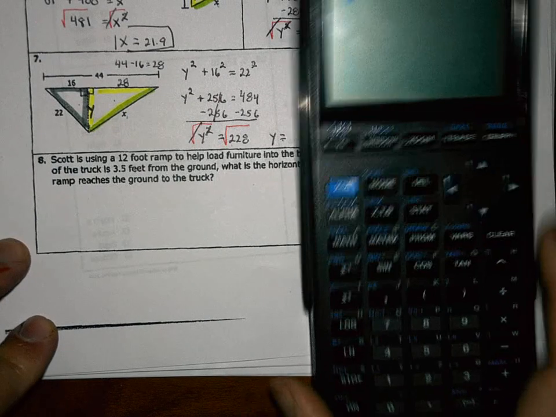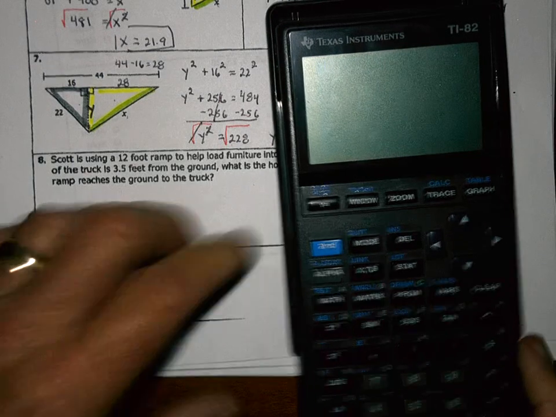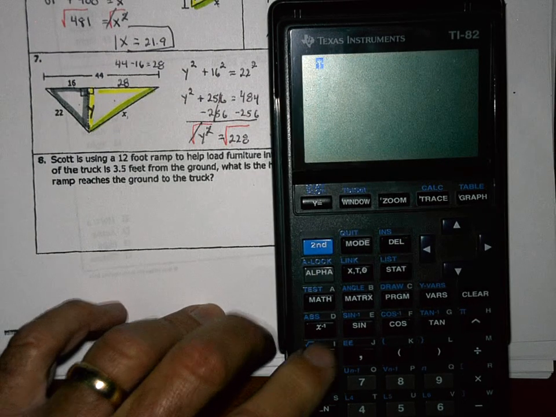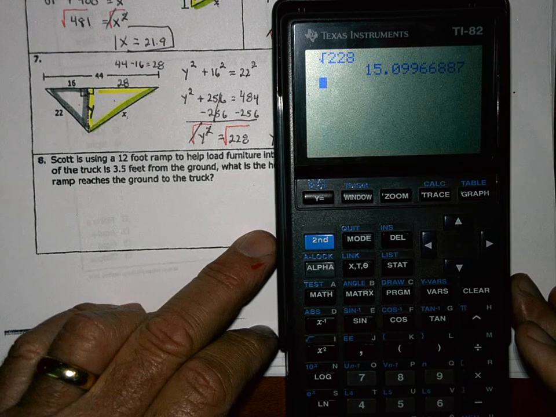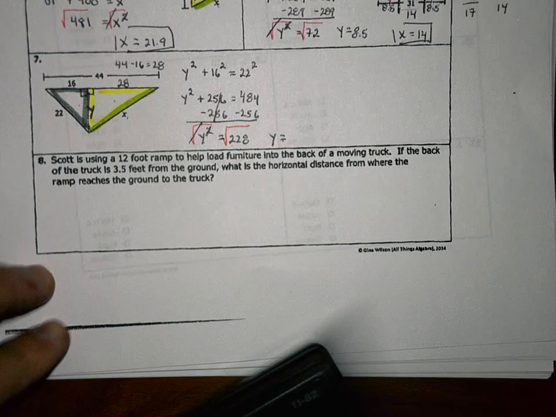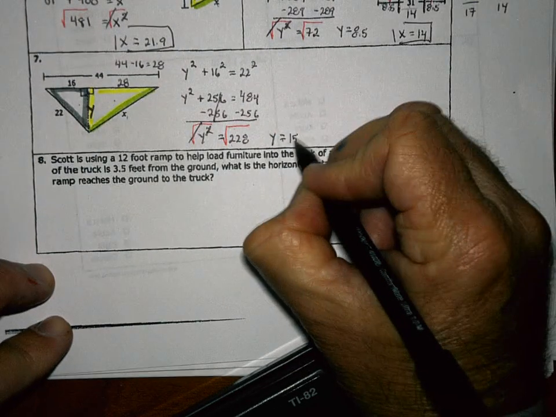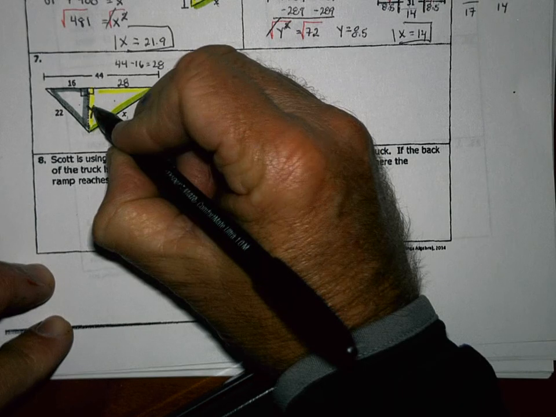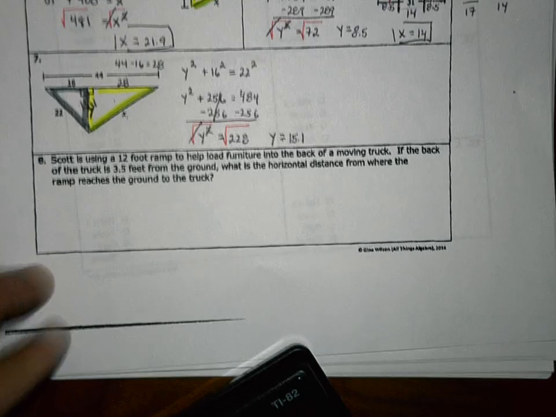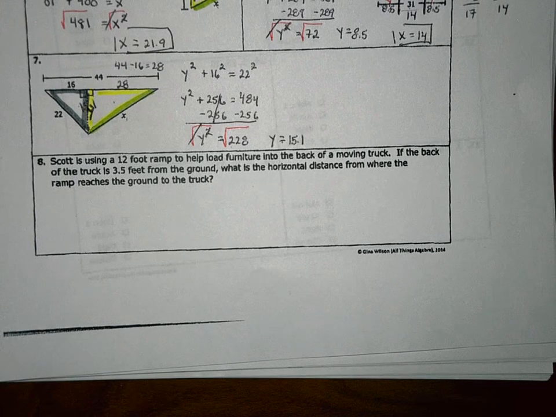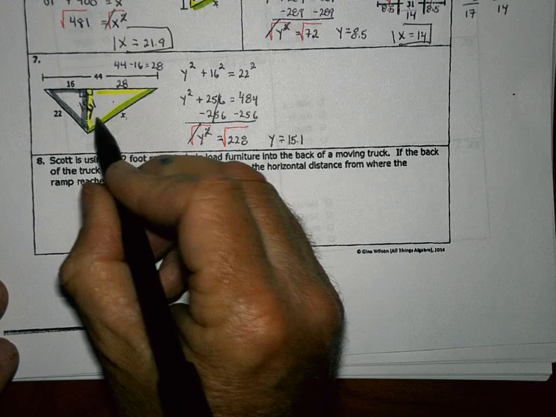And the square root of 228, as we're about to find out, is, and I'm going to round this answer to the tenth, and that is going to round to 15.1. So that's what my y value is going to be, 15.1. So that means that side right there is 15.1.